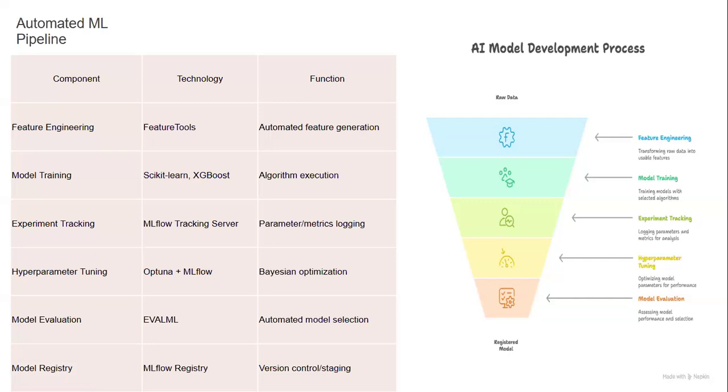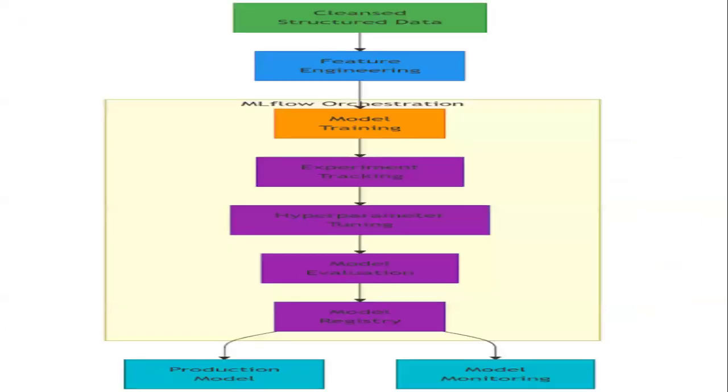So here is the overall automated AI model development process, where we automate the AI/ML pipeline. These are the steps: feature engineering, model training, experiment tracking, hyperparameter tuning, then model evaluation. These are the steps performed in this automated ML pipeline. The next is the overall flow of our structure, the flow chart from model training till model monitoring.